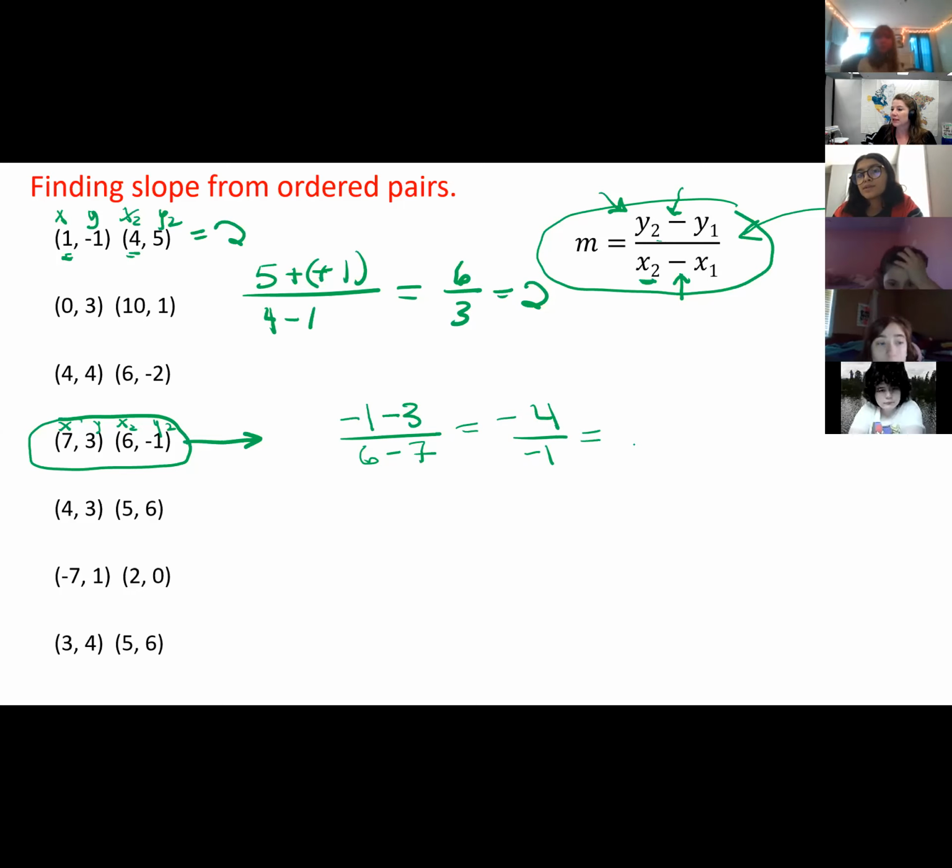A negative times a negative or divided by negative is a positive. The answer to this problem, what is the slope? The answer is 4. Got it?